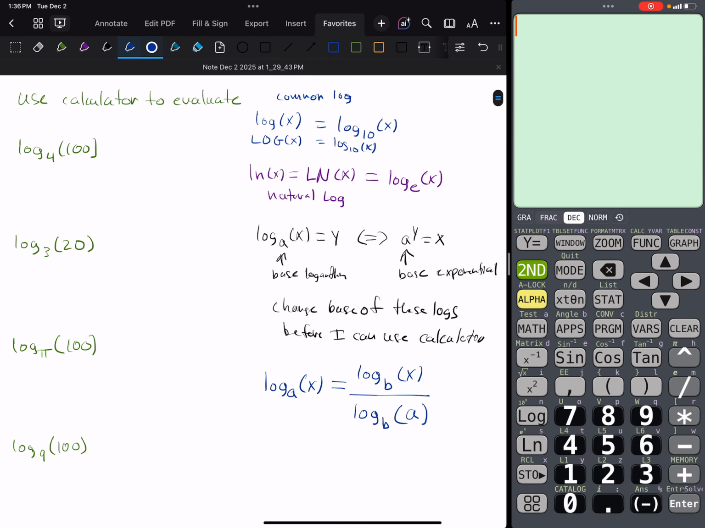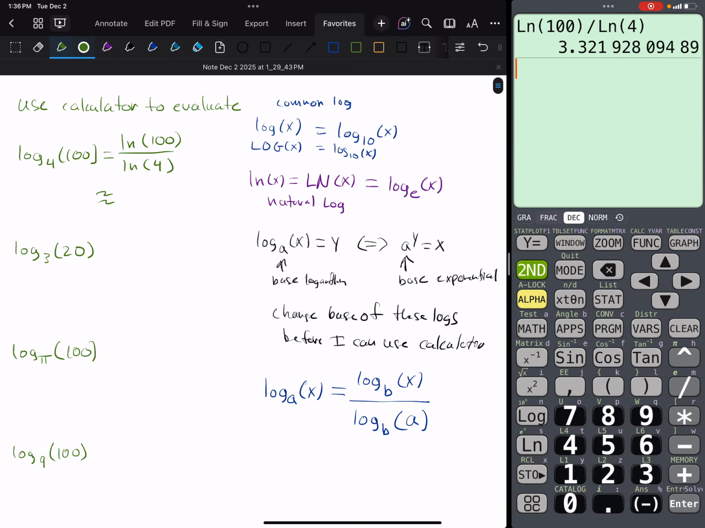Let's use that. That means that this is the same thing as the natural log of 100 divided by the natural log of 4. If I go to my calculator and type in natural log of 100 divided by the natural log of 4, I get approximately 3.32.